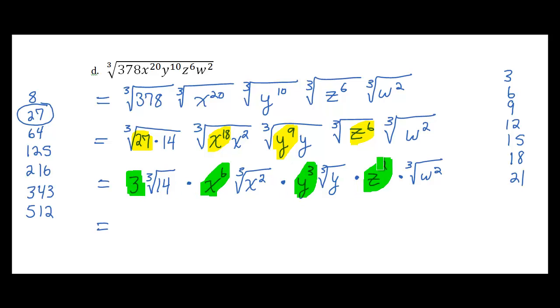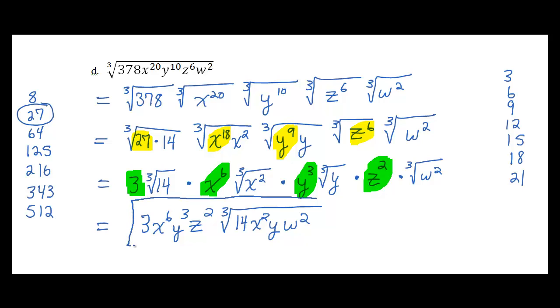And everything on the inside of my radical is going to be multiplied together. So I have a 3x to the 6th, y to the 3rd, times z squared. And I'm going to multiply that by the cube root of 14x squared y w squared. All right? And so that's the gist of simplifying. And at the end, if there are no factors that can have a cube in it under your radical, your exponents are smaller than your index, then you know you're done.